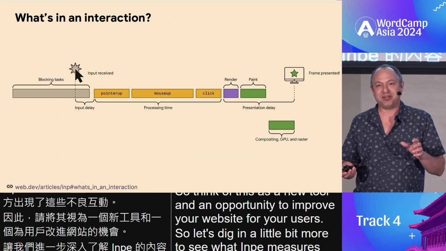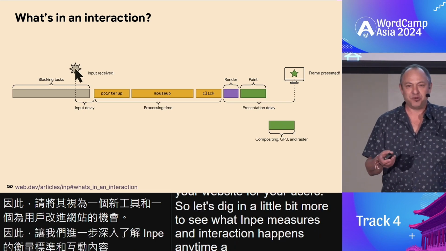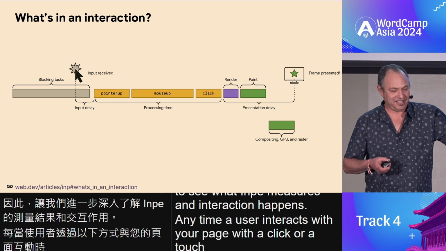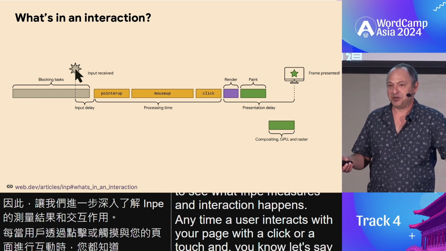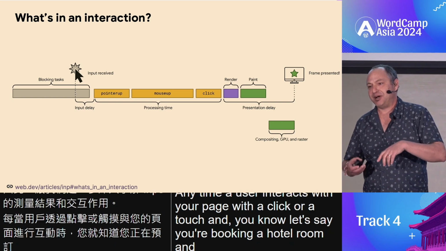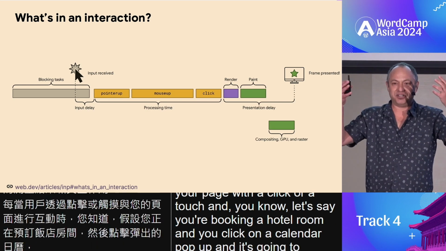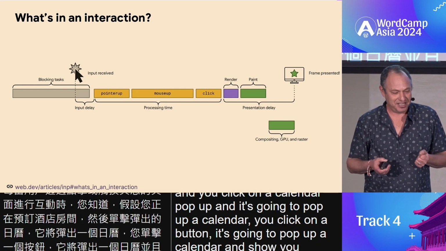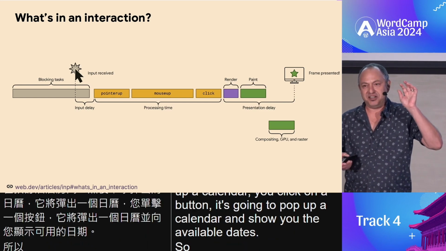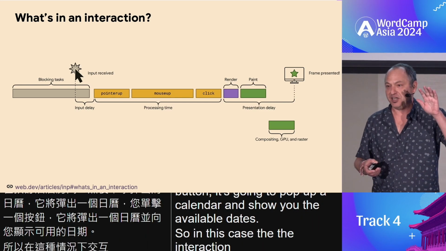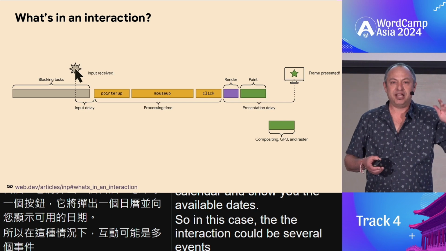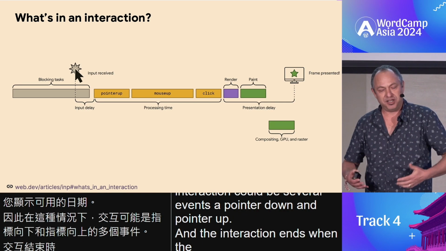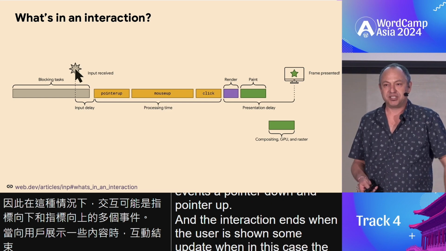An interaction happens anytime a user interacts with your page with a click or a touch. Let's say you're booking a hotel room and you click on a button, and it's going to pop up a calendar and show you the available dates. So in this case, the interaction could be several events, a pointer down and pointer up, and the interaction ends when the user is shown some update, in this case when the calendar pops up for the user.